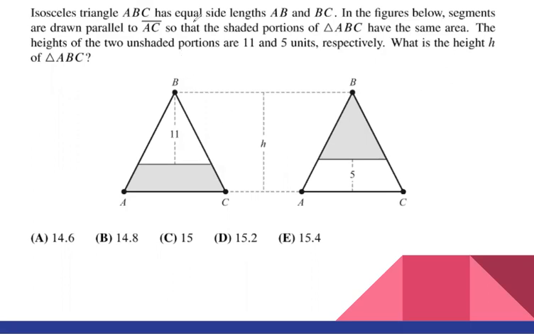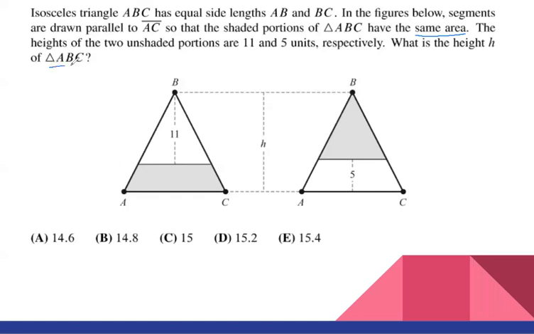So we have the isosceles triangle ABC, we have two of those, and they have sides AB and BC. In the figure below, the segments are drawn parallel to AC. So this segment is parallel to AC, this segment is parallel to AC, so that the shaded regions have the same area. The heights of the two unshaded portions, which are 11 and 5, are given. What is the height of the ABC?